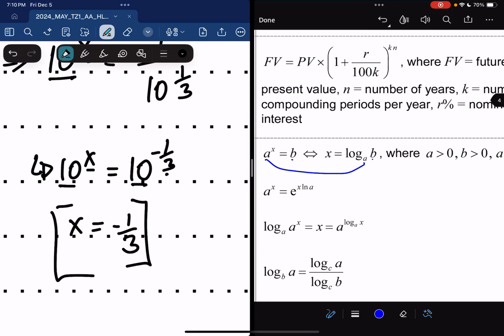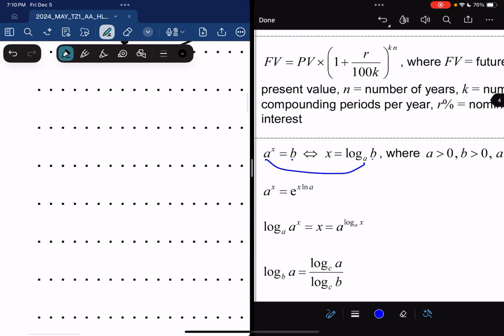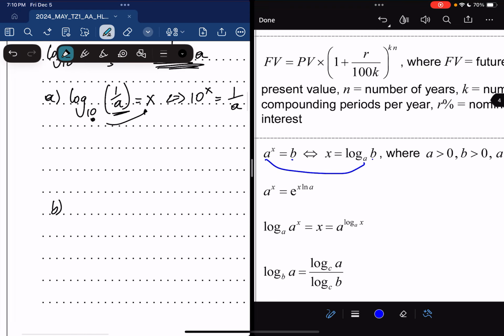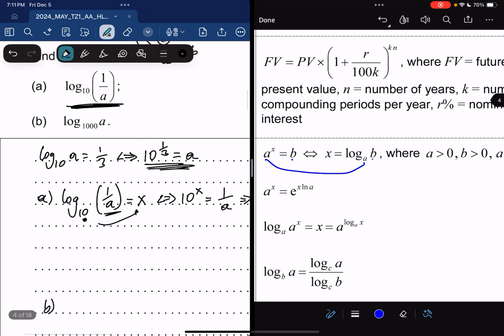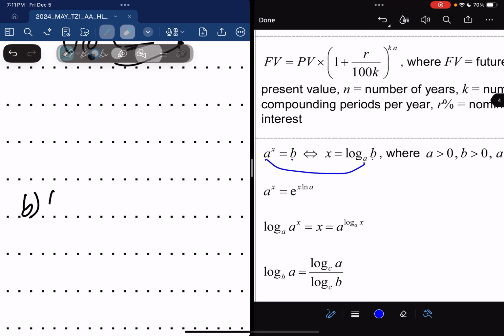And that's it for the first question. For the second question, we're going to be doing the same problem, the same thing, whereby my base is 1,000. Sorry, it's 1,000, not 10,000. So I'm going to rewrite it first here. I'm going to write log base 1,000 of A is equal to x.